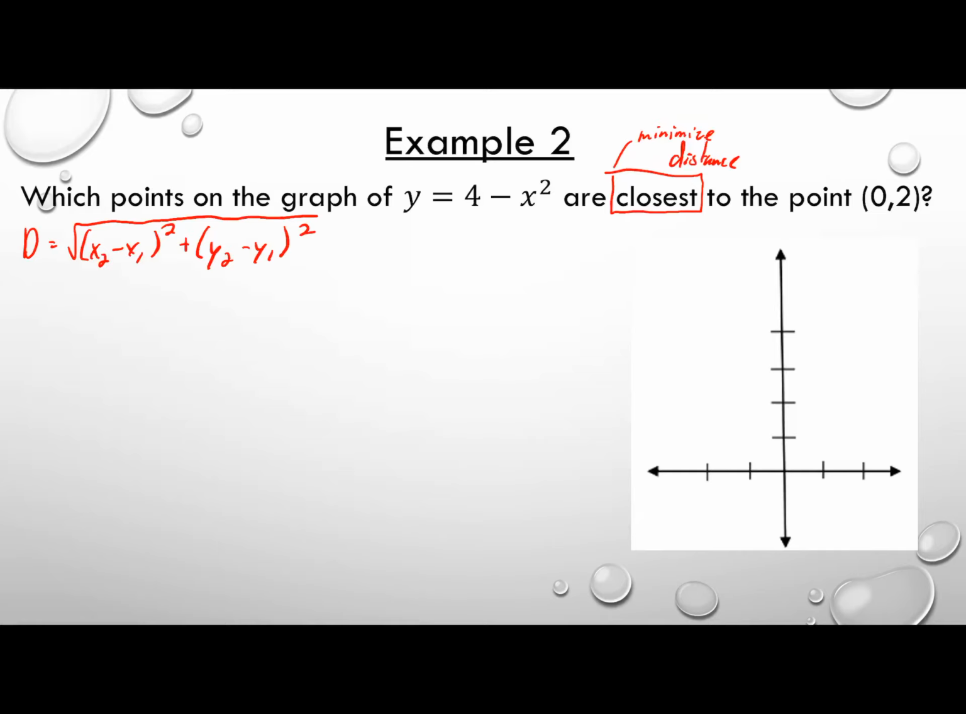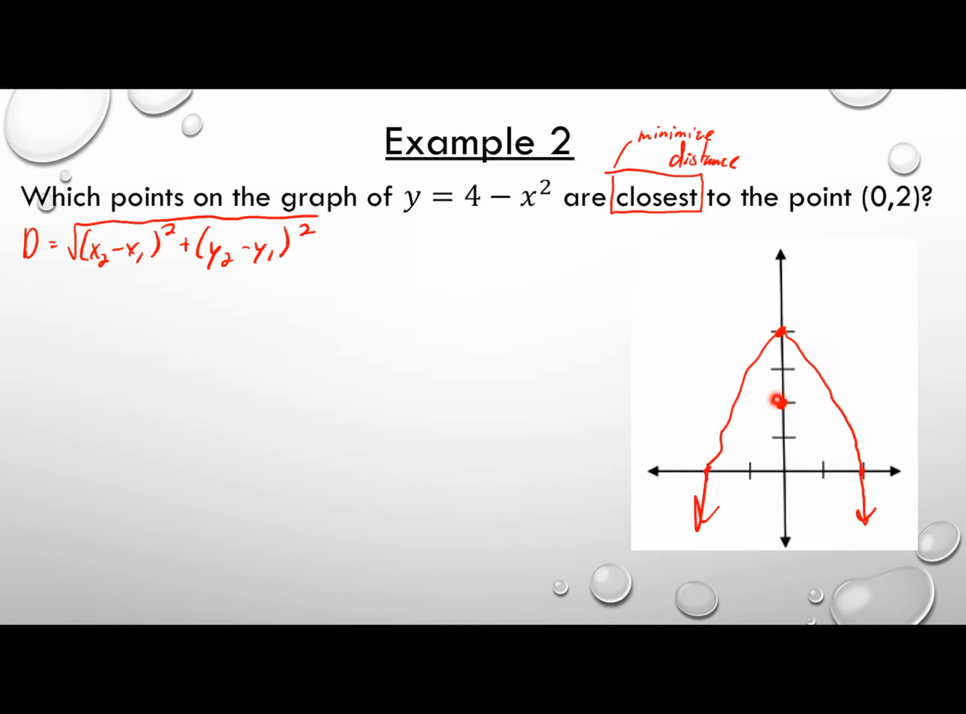All right. So we're trying to find the distance between a point on the graph y is equal to 4 minus x squared, which I'm just going to quickly graph here. It has a y-intercept of 4, and x-intercepts of negative 2 and 2. So our graph looks something like this. Sorry about that curve. And the point is (0, 2). So we're trying to figure out what point on this parabola is closest to the point (0, 2). So that's what we're going to do.